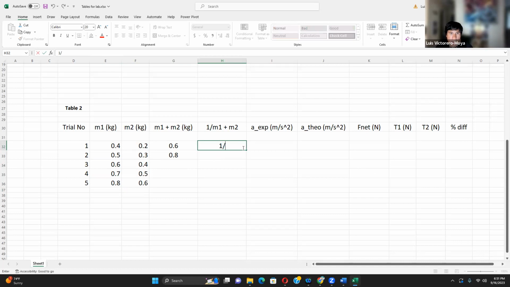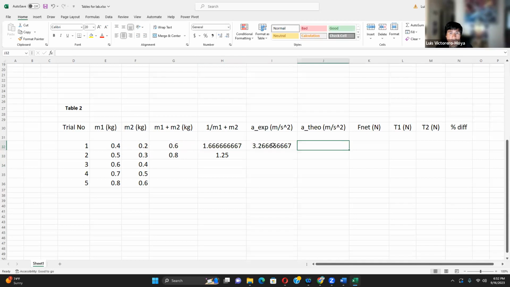Here is 1 over, equals to 1 over parentheses this value, and then there you are. So that makes sense. The experimental acceleration is the same as before. It's equal to the subtraction of the masses, so parentheses m1 minus m2 times gravity divided by the total mass. Now the total mass changes now. So that's why acceleration is going to be like that now.